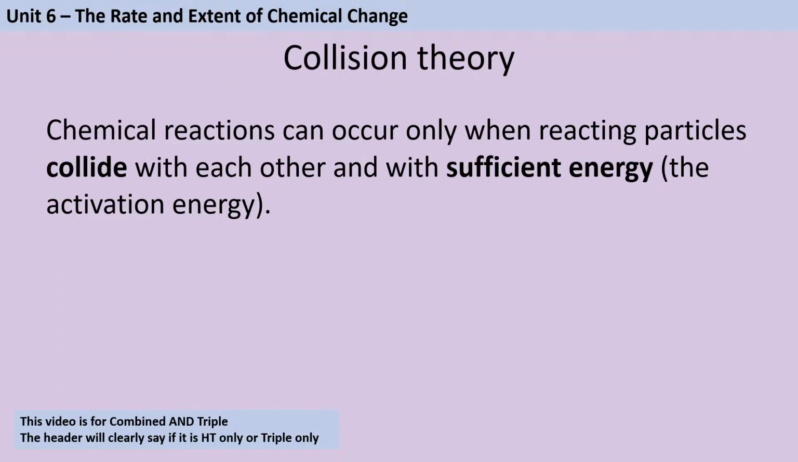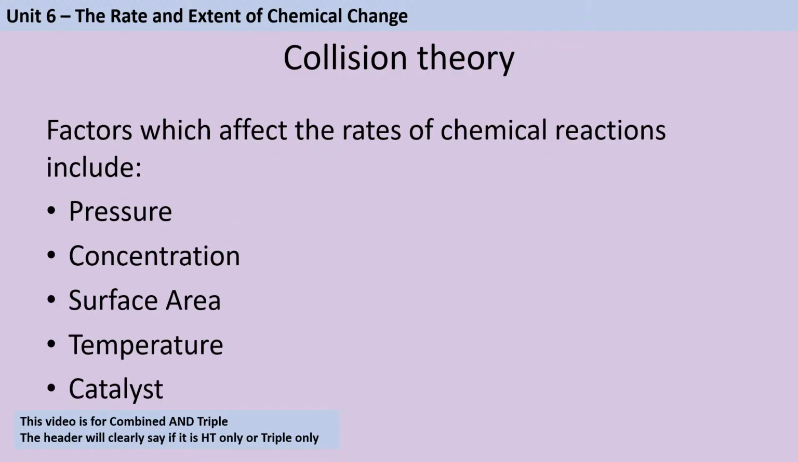So then we move on to collision theory. And collision theory is this idea that chemical reactions will only happen if the particles that are reacting collide with each other, so that means bang into each other, and also if they have sufficient energy. And we call that minimum amount of energy that they have to have the activation energy. So there are 5 different factors that can affect the rate of a reaction. So we've got pressure, concentration, surface area, temperature, and catalyst.